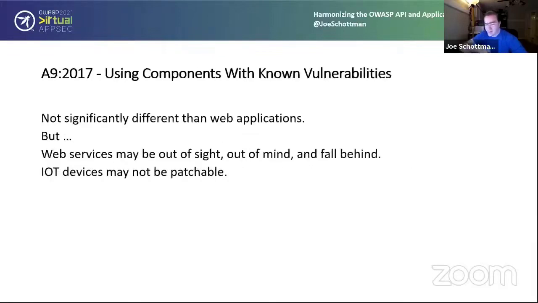Using components with known vulnerabilities. Again, this is not significantly different than testing a web application, but one thing that you do find sometimes is that operations may not think of APIs the same way they think of web apps, and so they may forget to keep an eye on them. And then the big thing that you'll find here is IoT devices use APIs constantly.